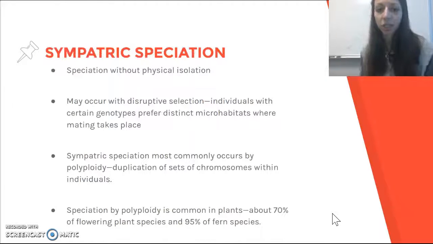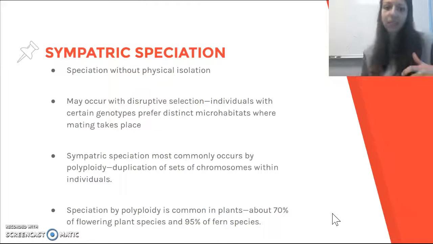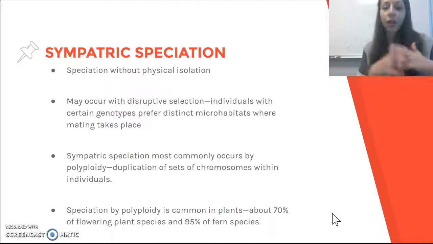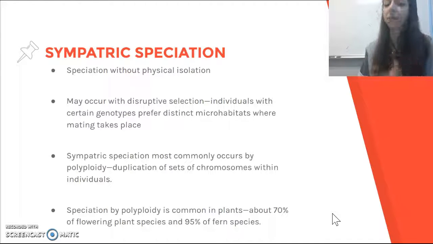Now, sympatric speciation is going to be speciation without physical isolation. And this can occur with disruptive selection sometimes, where individuals with certain genotypes prefer distinct microhabitats where mating takes place, so that could be the cause of separation. But sympatric speciation most commonly occurs by polyploidy, where we have a duplication of a set of chromosomes within individuals. And this is very frequent in flowers because flowers, or angiosperms, self-fertilize. So speciation by polyploidy is common in plants, about 70% of flowering plant species and 95% of fern species, actually.